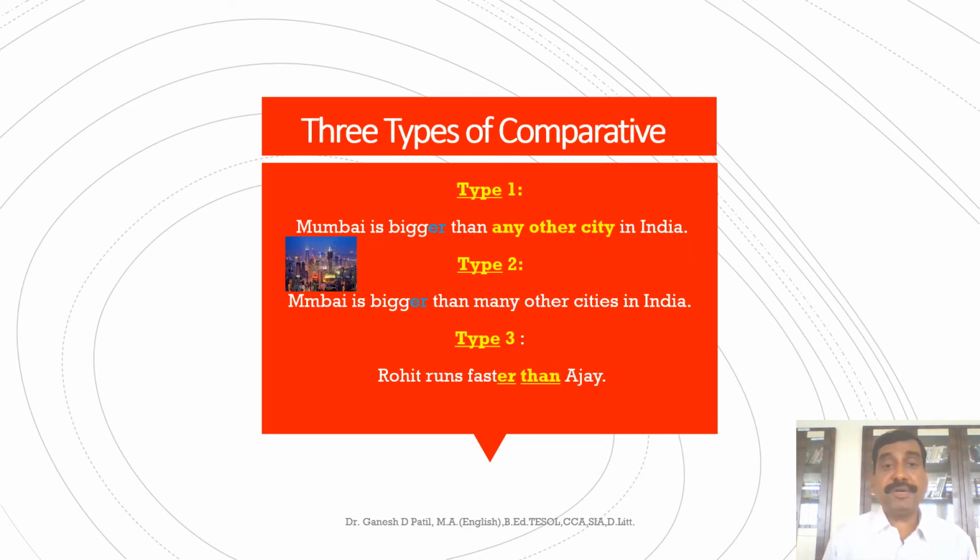Three types of comparative. Type 1, comparative degree. Here, than is followed by any other. Mumbai is bigger than any other city in India. Type 2, Mumbai is bigger than many other cities in India. And type 3, Rohit runs faster than Ajay.